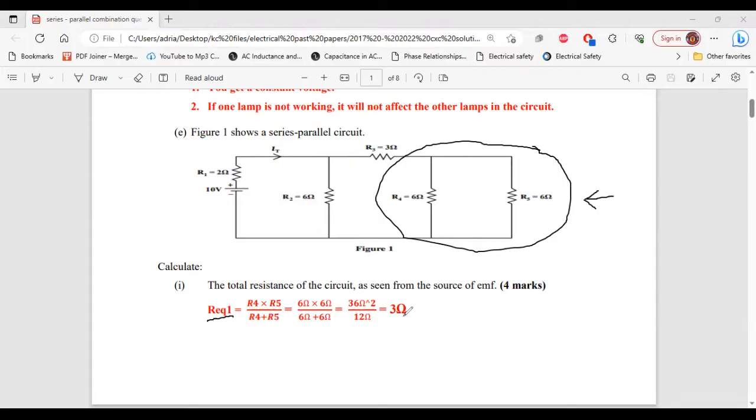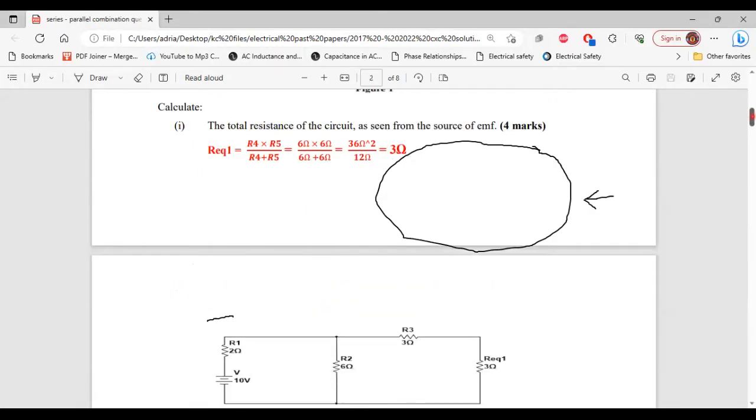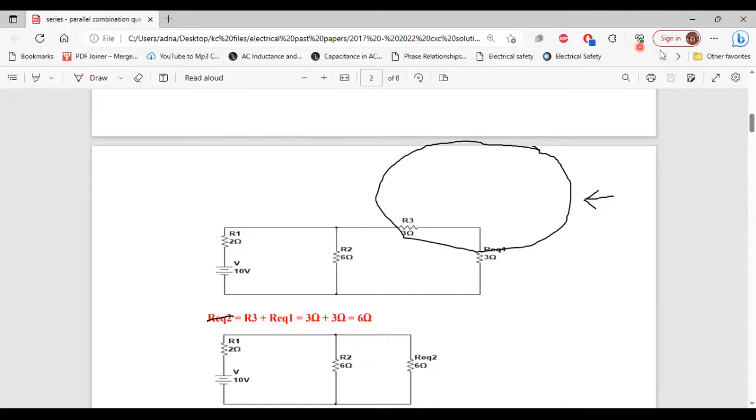Now, the next thing that we want to do is to redraw this circuit and replace R4 and R5 with their equivalent resistor value of 3 ohm. All right, so here is the circuit. So this is the equivalent circuit. As you can see, we have replaced the two resistors in parallel with their equivalent resistor value of 3 ohm. Again, we're going to use the same procedure on this equivalent circuit.